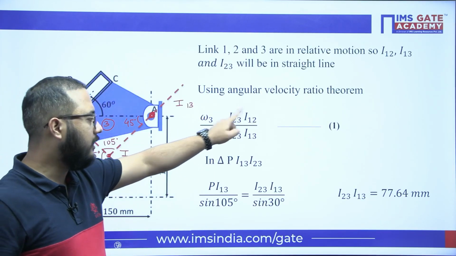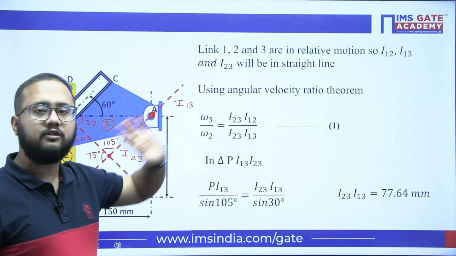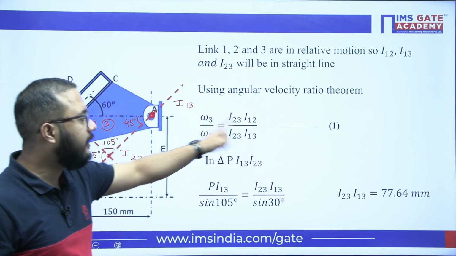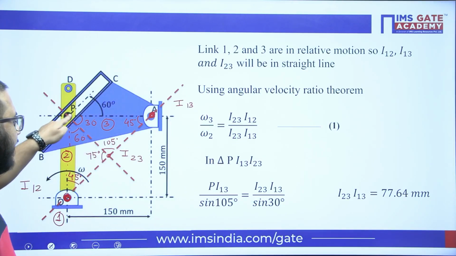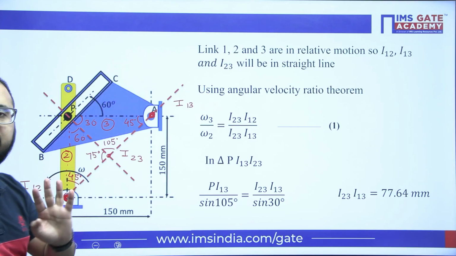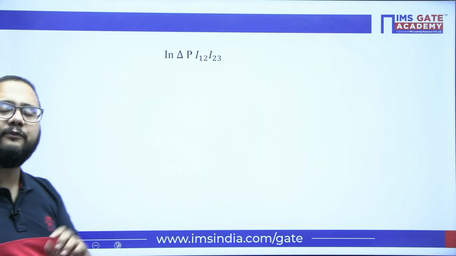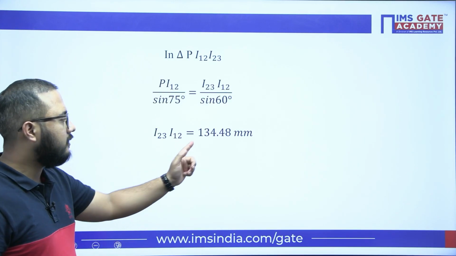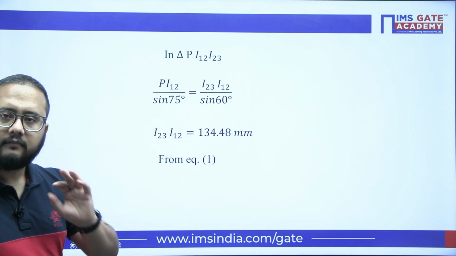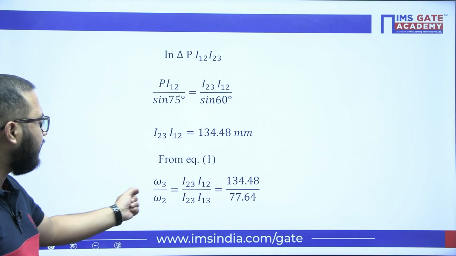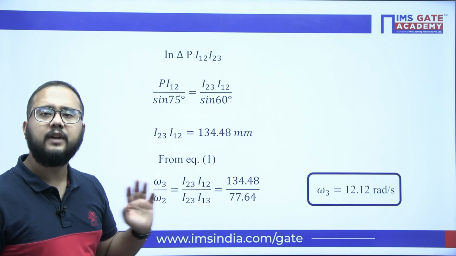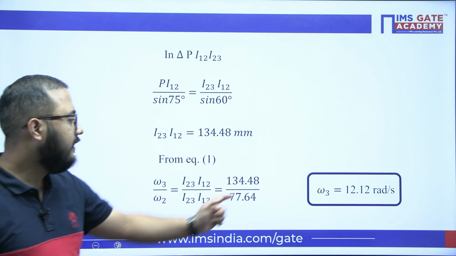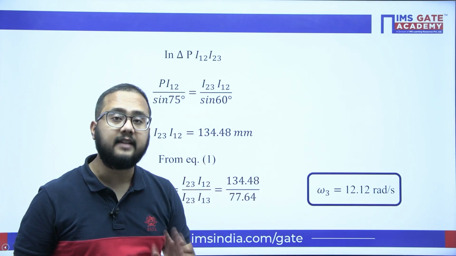This distance I23 I12 and I23 I13 also we got it. So I23 I13 is 77.64. I23 I12 I will be getting from this triangle P, I23 and I12 by applying the sine rule, right? And after that we will directly put the values in the main relation, equation number 1. So that was 134.48. From equation 1, we will directly put the values here, and from that we will get the answer of omega 3, that is link ABC, as 12.12 radian per second.